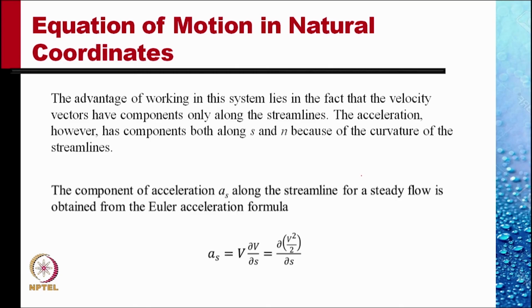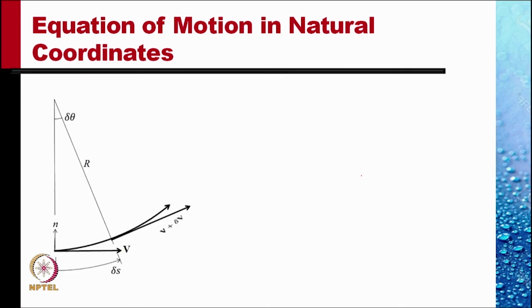The local acceleration is 0 because the flow is steady. So acceleration along the streamwise direction is V dV by dS, which can be written as del of V square by 2, divided by del S. The normal component of acceleration is a little more complicated.